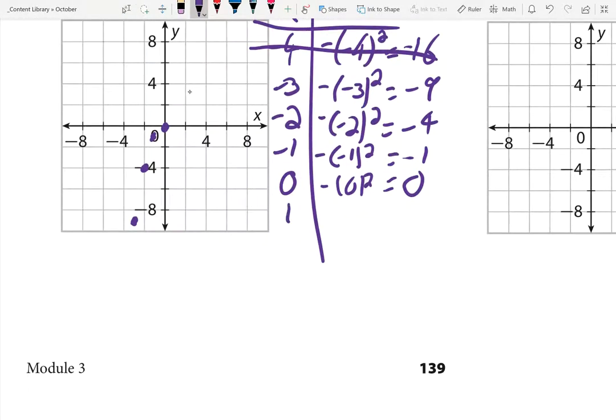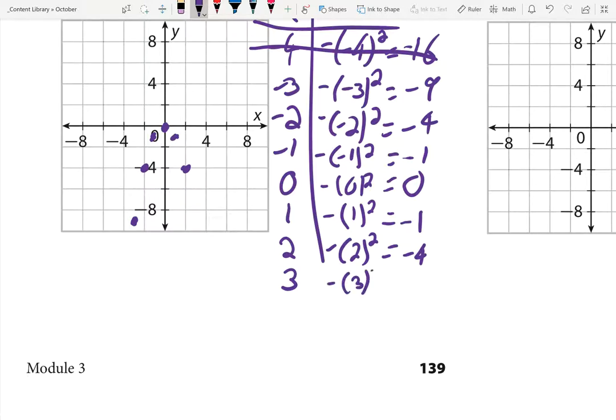So if I plot positive 1, I'll have 1 squared, which is 1. But remember, you got to attach that negative to it at the end. So it's going to actually be -1. As a result, when I plug in 2, same thing will happen. 2 squared is 4, but the negative makes a -4. And when I plug in 3, 3 squared is 9. So it'll be -9. So I have 3, -9.